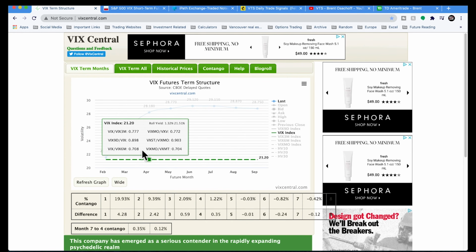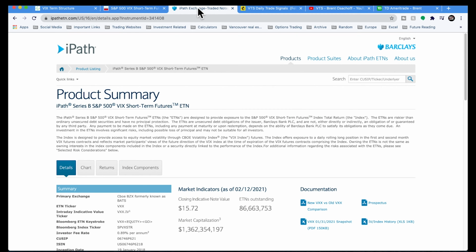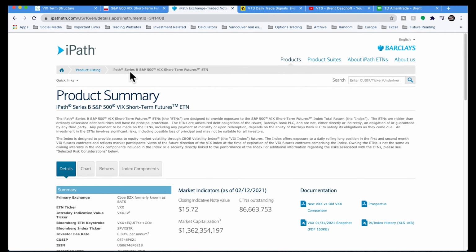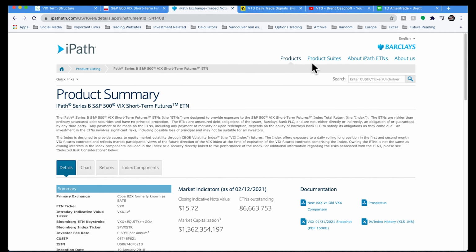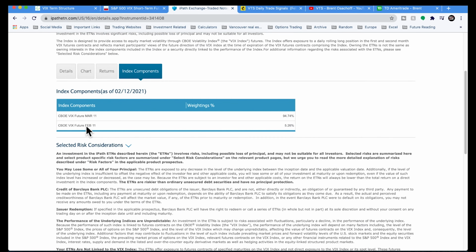You can get the exact value of how much it's tracking of each one of these futures by just going to the iPath website. You can go to ipathetn.com. Over here, you could just type in VXX, and this page will come up. If we go into the index components, you can see that the February future only has a weighting of 5.26%. And the back month March is basically 95%.